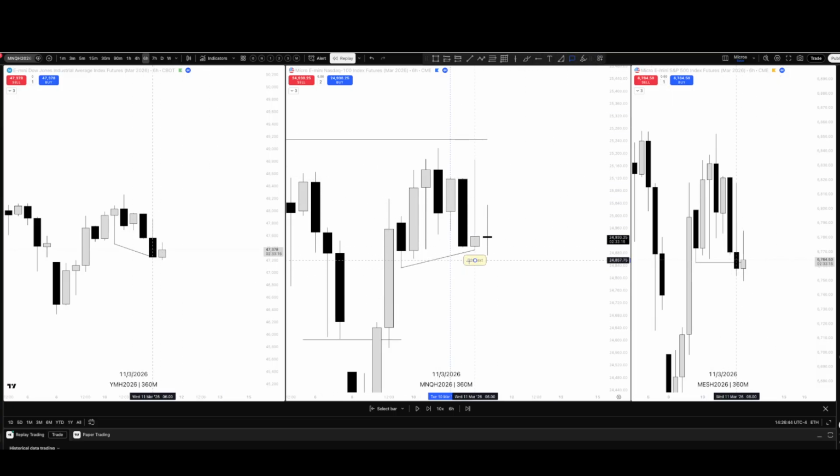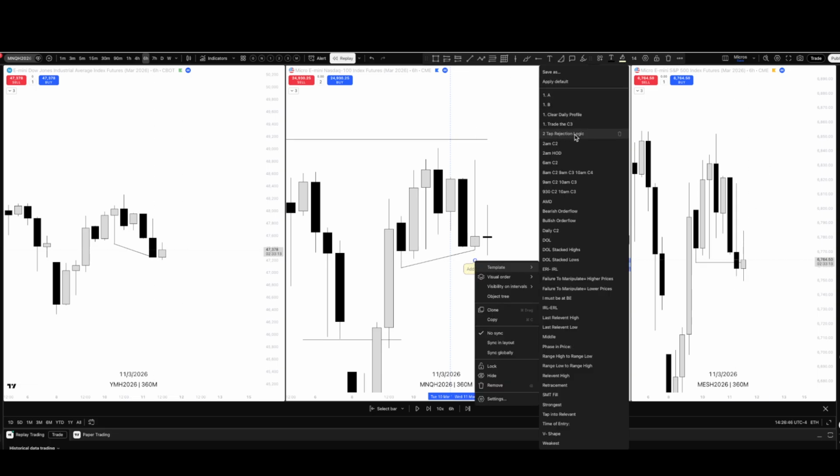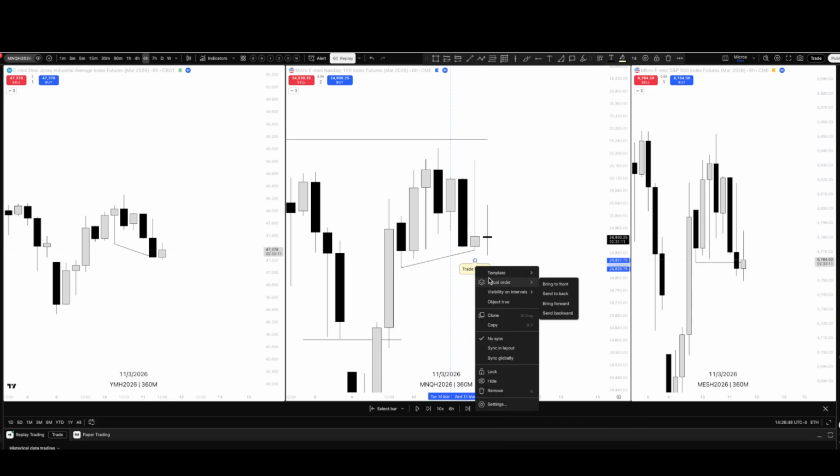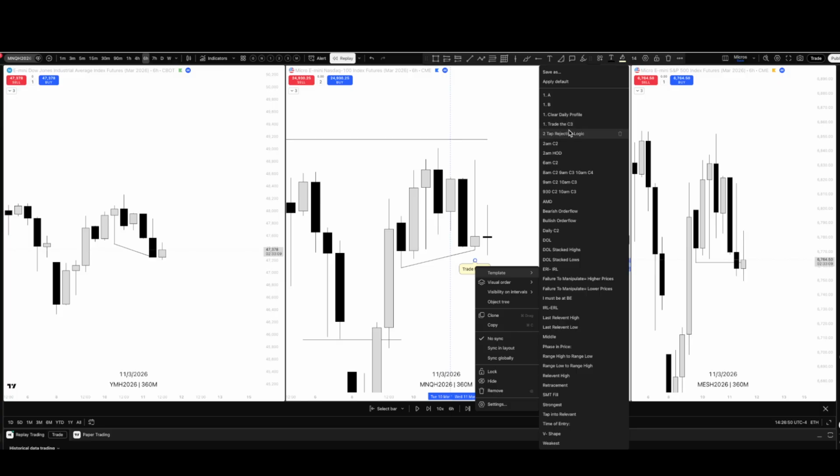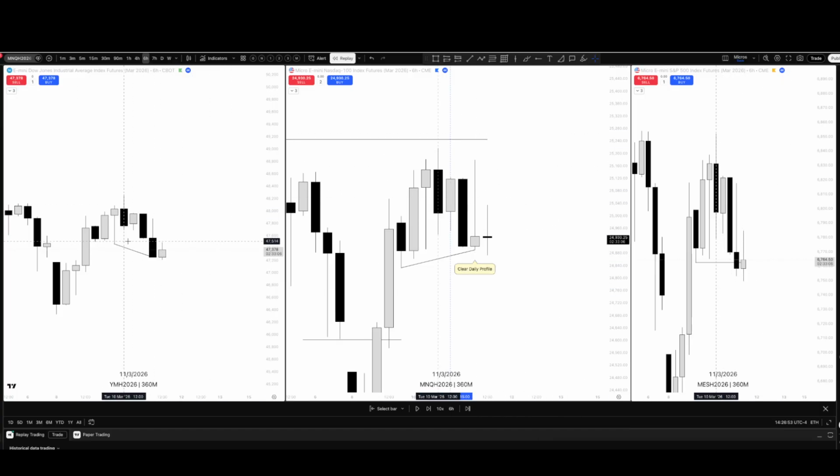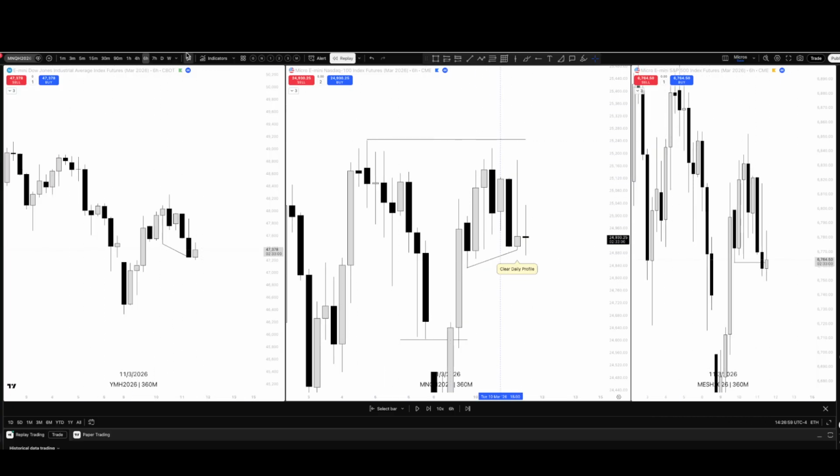So with the clear profile, what am I going to be looking for? Oh, sorry, not that one. Clear profile, right? And then what we want to look for is a bounce here on YM to reverse price, so that way we can see NQ, the stronger asset, go to those failure swings.